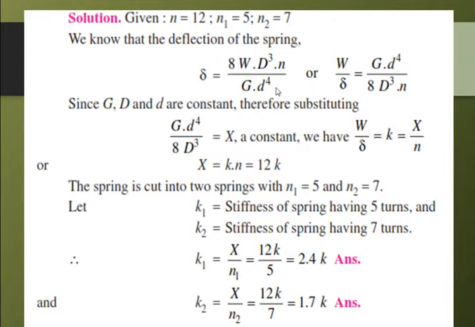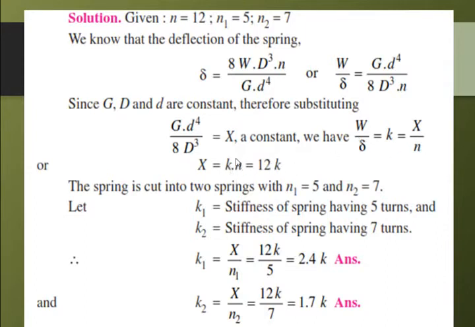Or if you write it in terms of stiffness, W by delta. Take G d power 4 to that side and take delta to this side. W by delta is equal to G d power 4 divided by 8 D cube n. Since G, d and D are constant both before cutting and after cutting, we are taking it as X, a constant. Then this total term will become X by N. W by delta is stiffness K, that is equal to X by N, and X is equal to K into N.